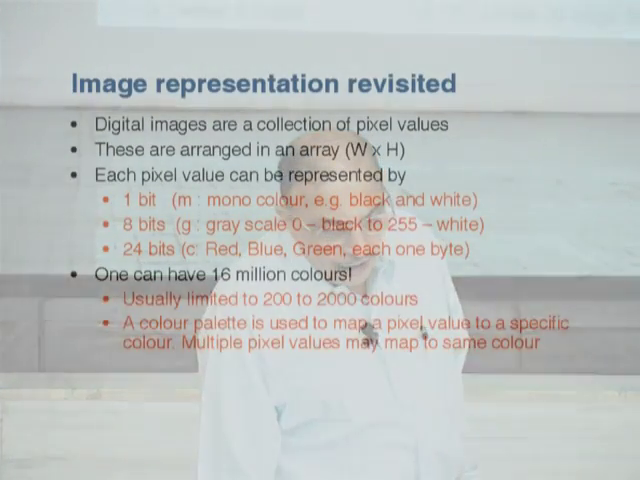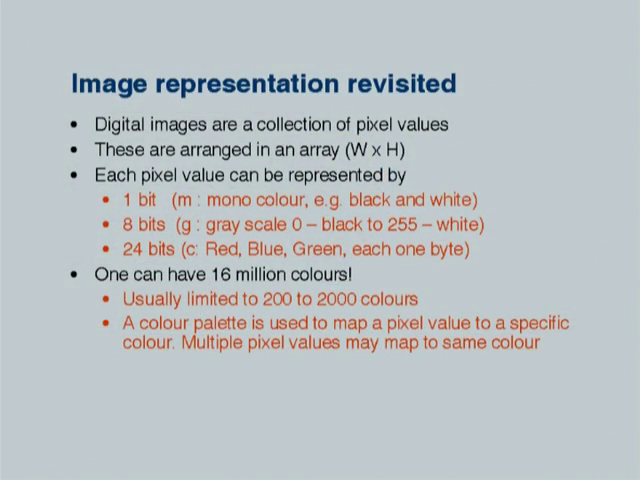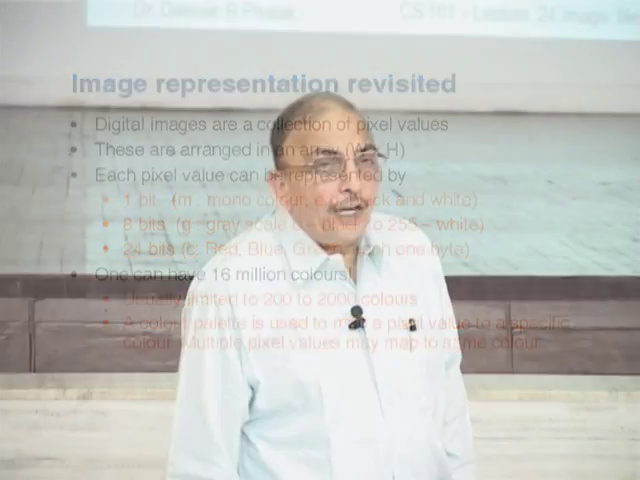So reverting back to our slides, as I said, one can have 16 million colors, but usually they are limited to 200 to 2,000 colors. So what is done is a color palette is used to map a pixel value to a specific color. For example, you might have, let's say, 100,000 pixel points in a picture. Now, they have to be represented by only maybe 200 color combinations, because that's all you need.